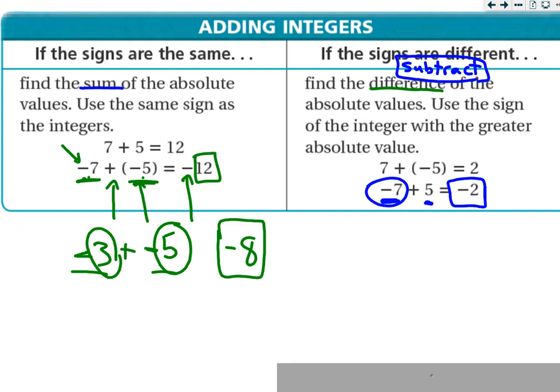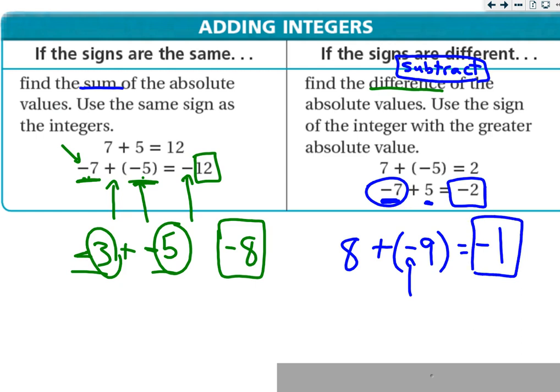One more example of that again would be something like, say, 8 plus a negative 9. Which number is bigger, 8 or 9? Well, the 9 is bigger. So right off the bat, I know my answer is going to be a negative number, because the negative is with a bigger number. And then since they are different signs, I just subtract them. What is 9 minus 8? Just 1. That is your answer.